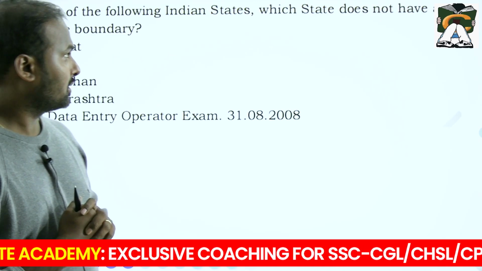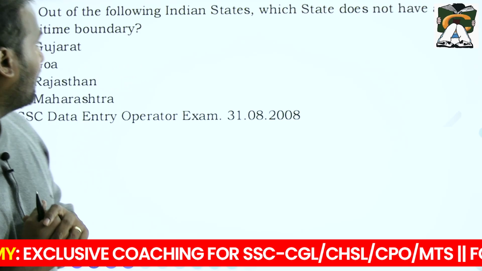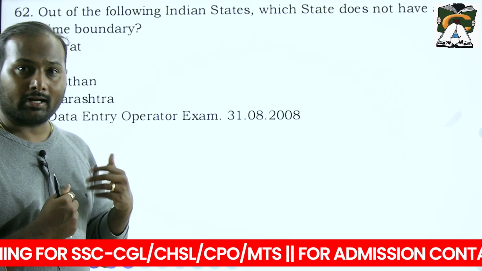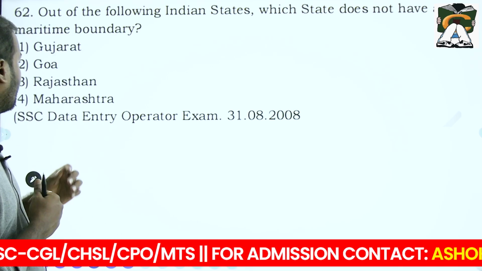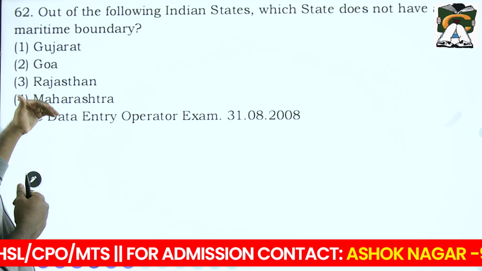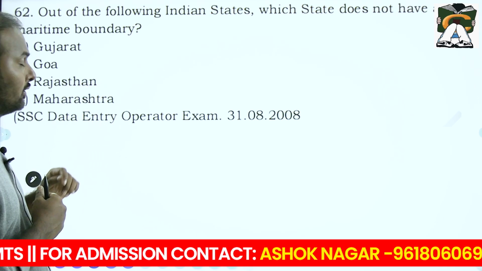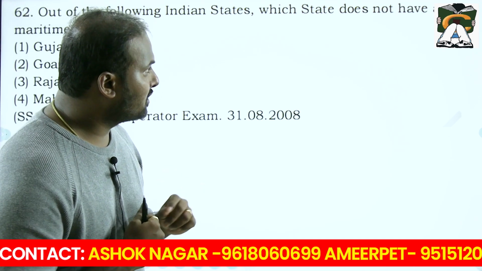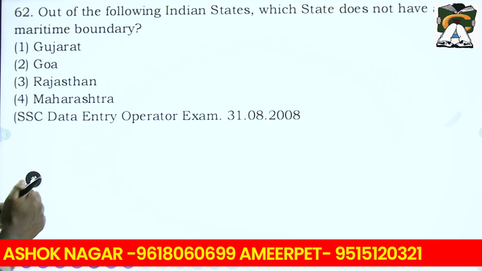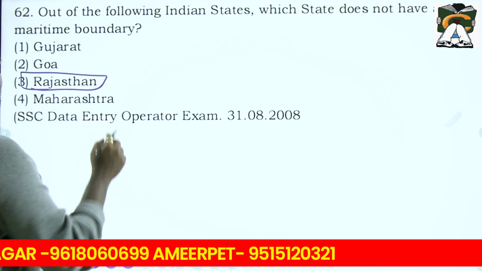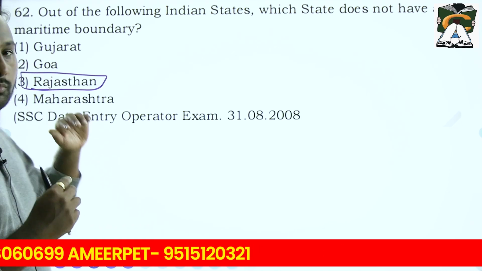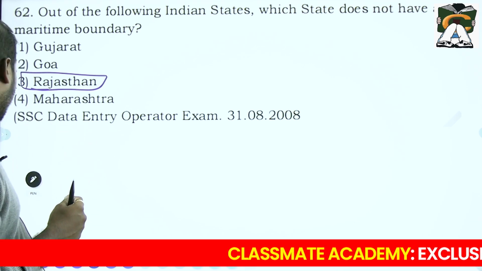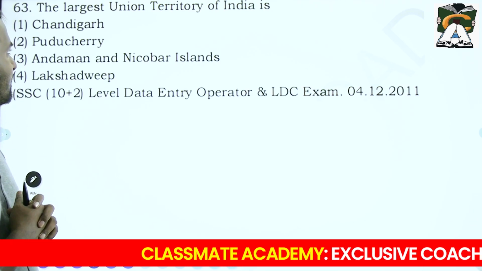Which of the following Indian states does not have any maritime boundary? See here, you know that Gujarat has a land boundary with Pakistan. Goa has a maritime boundary. Rajasthan, yes, it has a land boundary with Pakistan. Again, your answer is Maharashtra. Which of the following Indian states does not have any maritime boundary? Obviously, your answer is Rajasthan, because Gujarat has both land as well as maritime boundary. Goa, maritime boundary. Maharashtra, maritime boundary.